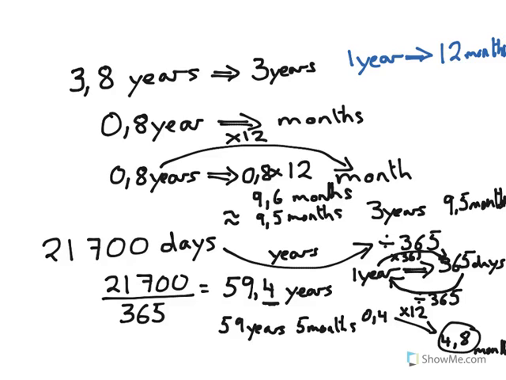So 21,700 days doesn't say very much, but 59 years and 5 months does tell us quite a lot more. Okay, so you have to be able to feel comfortable in changing units. Years, decimal years into months, hours into minutes, minutes into seconds. Let's look at another couple. Let's say that we got a time of 1.29 hours.